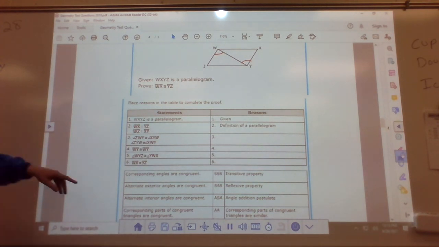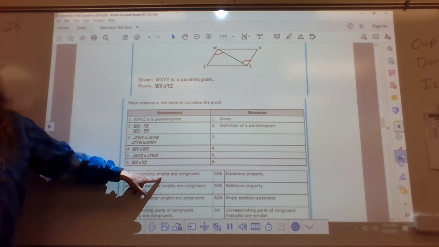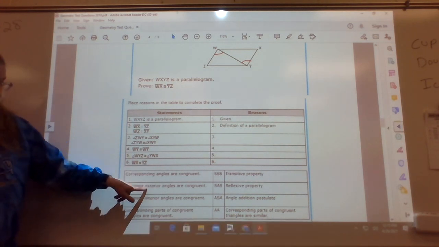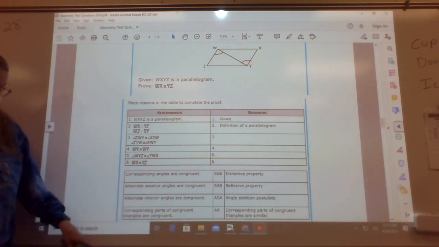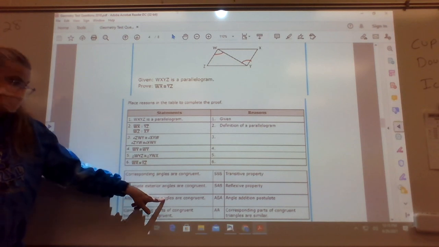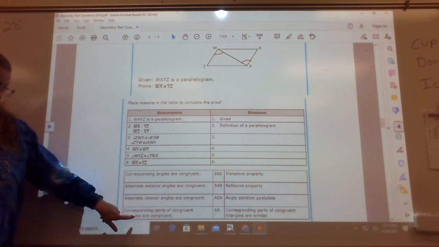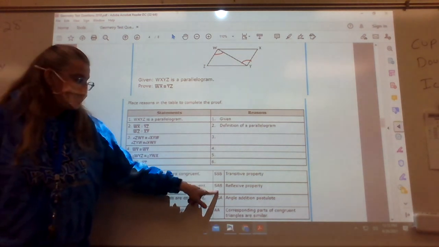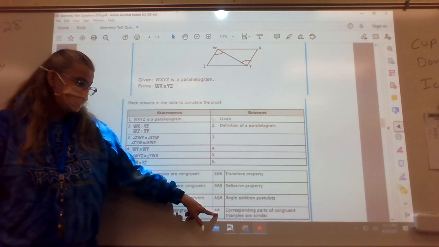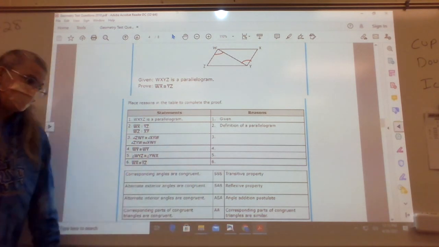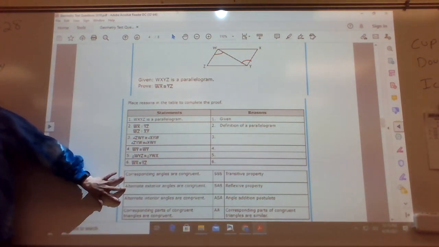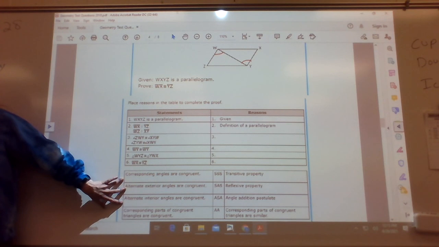Looking through here, corresponding angles, that's an angle relationship. Alternate exterior angles, that's an angle relationship. Alternate interior angles, that's an angle relationship. This is not an angle relationship. These are all my triangle relationships, and none of those are angle relationships. So I'm only really picking out of these 3: corresponding, alternate exterior, alternate interior. Which one is that?